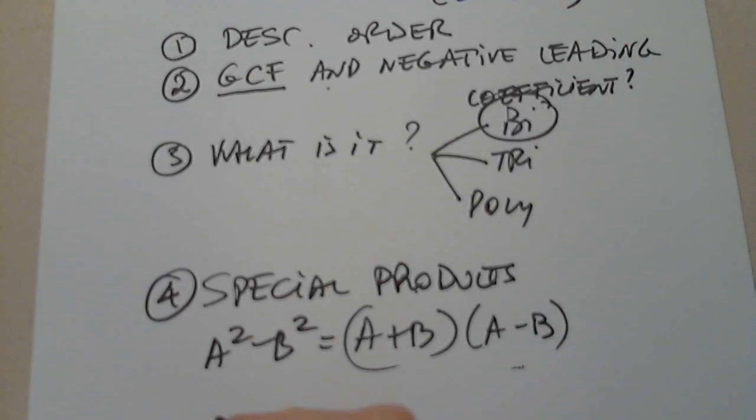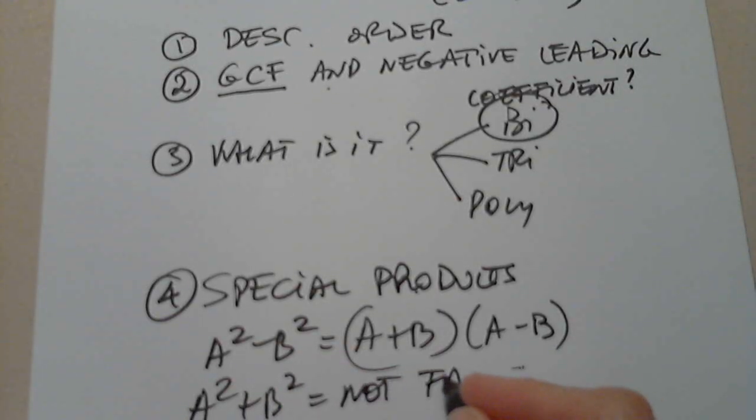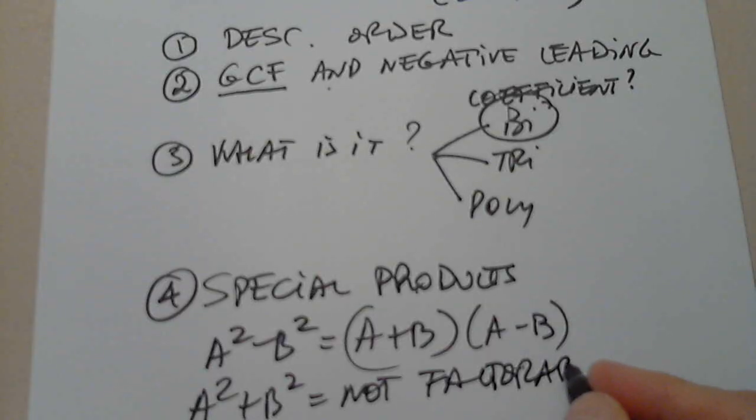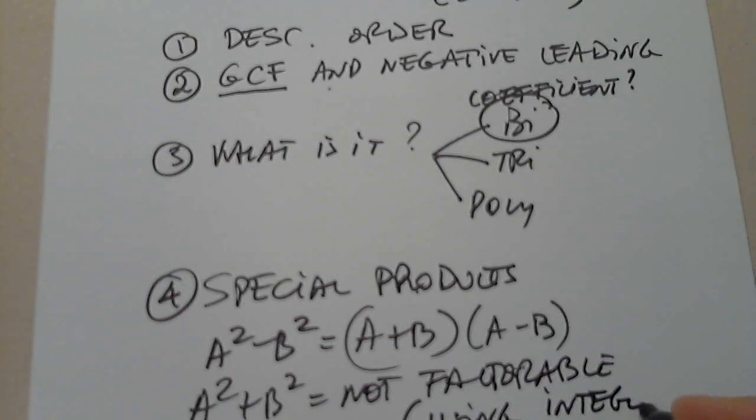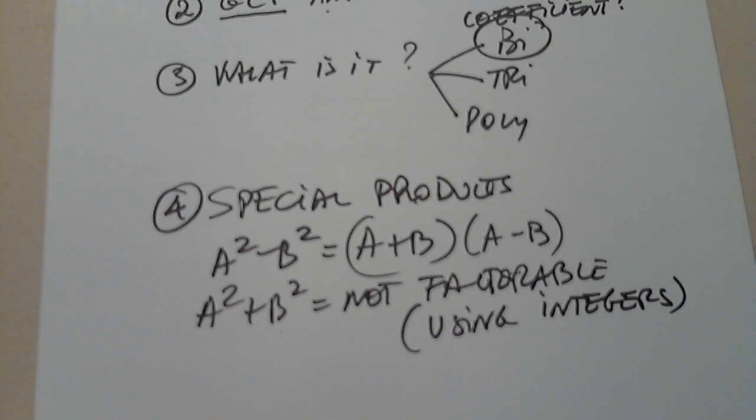The next special product is a squared plus b squared, which is not factorable. To be exact, I should write not factorable using integers. That's the correct answer. And then last time we looked at the sum of cubes and the difference of cubes.